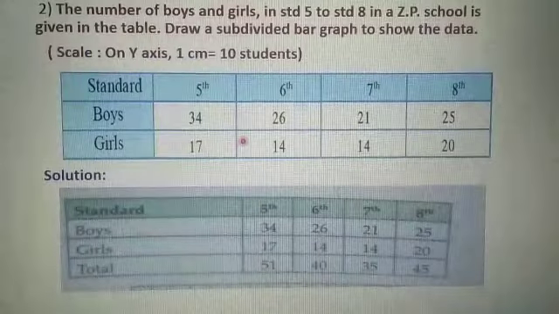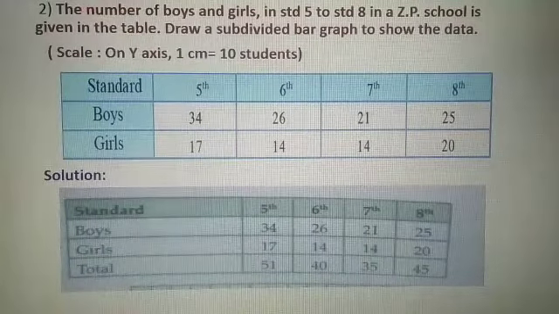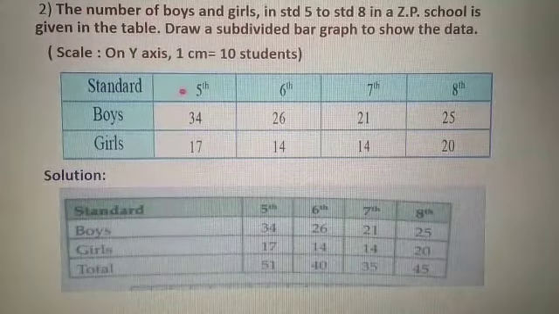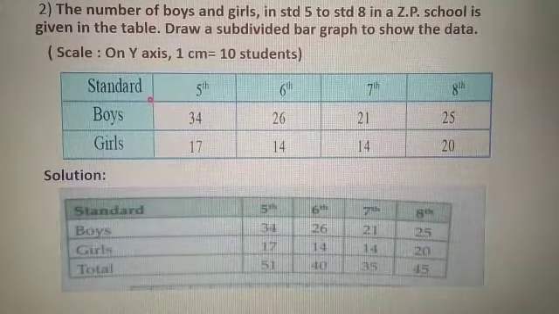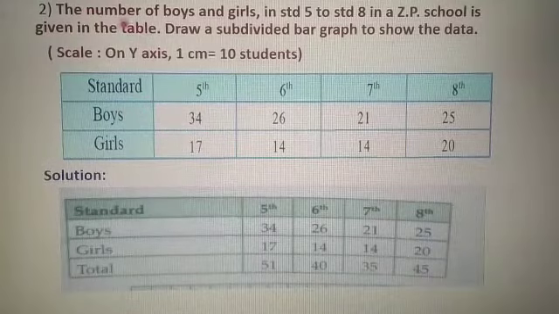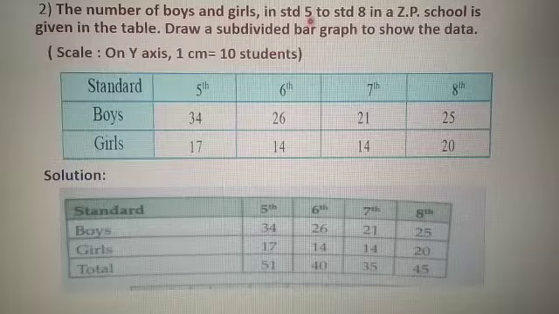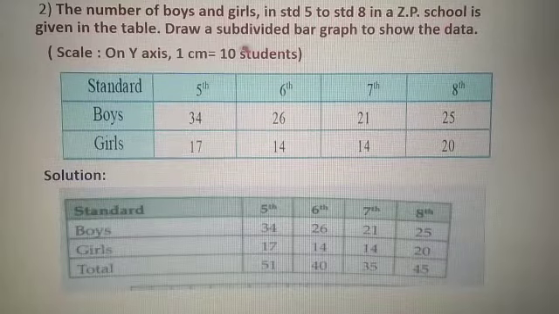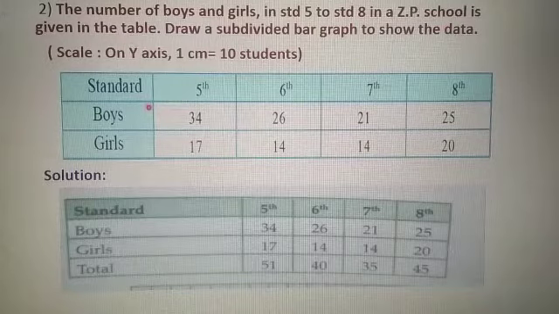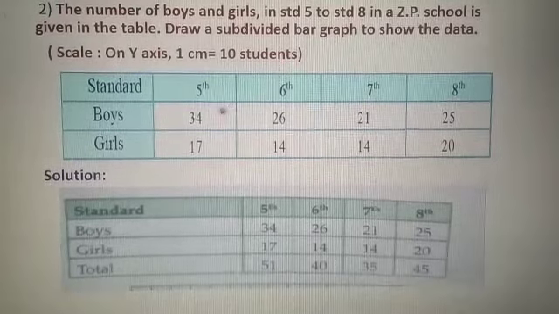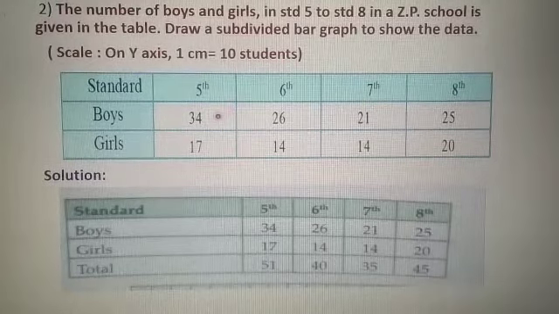Now let's see page number 72. Take out page number 72, children, and now practice set 11.2, question number 2. The number of boys and girls in standard 5th to standard 8th in a ZP school is given in this table. Draw a subdivided bar graph to show the data. Now for each question you have to draw the subdivided bar graph.